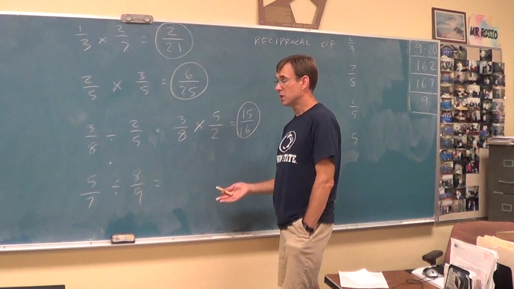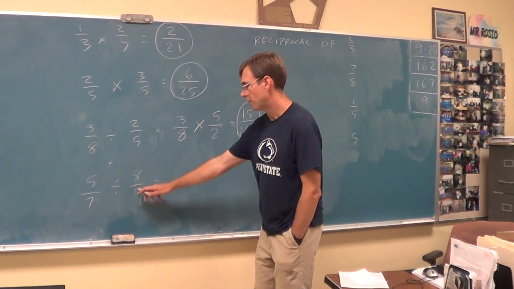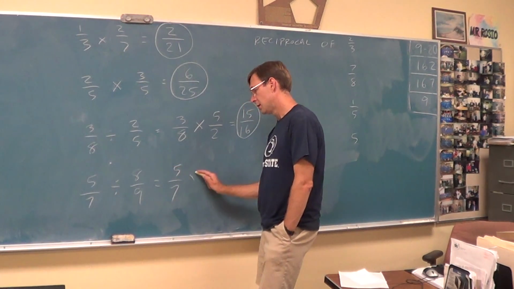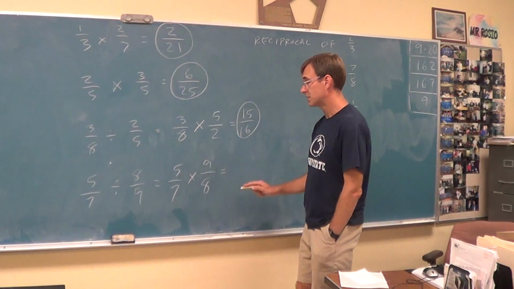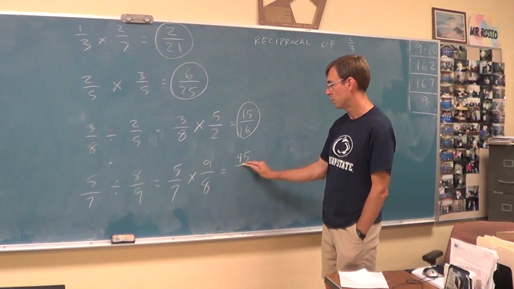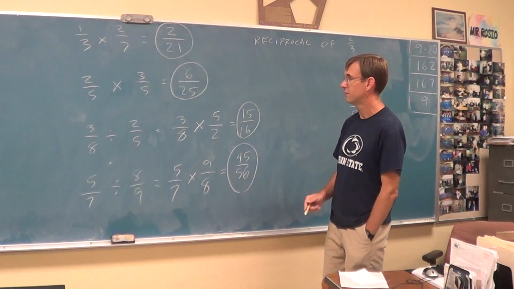If you haven't been, pause the video, try the next one. And then I'll be back with you. So if we want to divide these, keep the 5/7. Divide becomes multiply. We go upside down with the second fraction and multiply across. 5 times 9 is 45. On the bottom, 7 times 8 is 56.